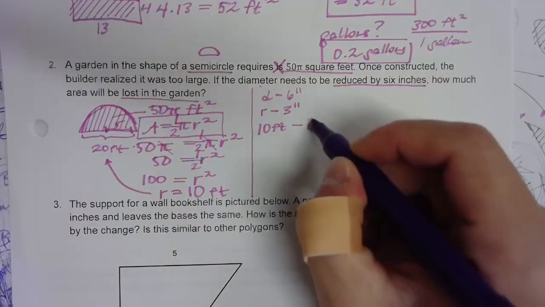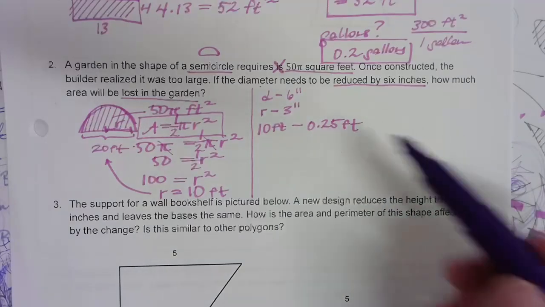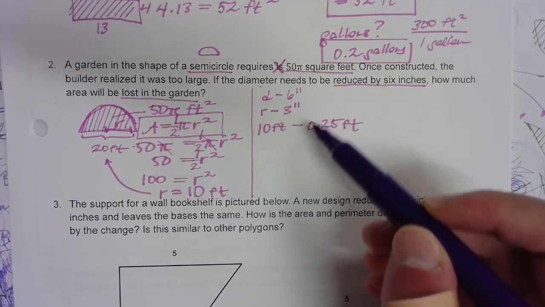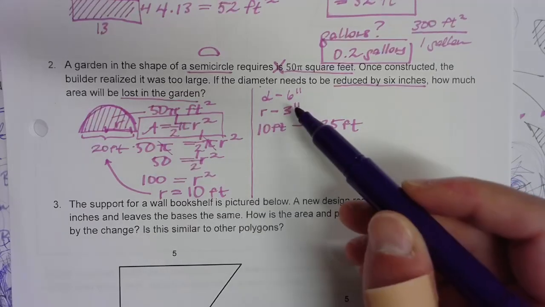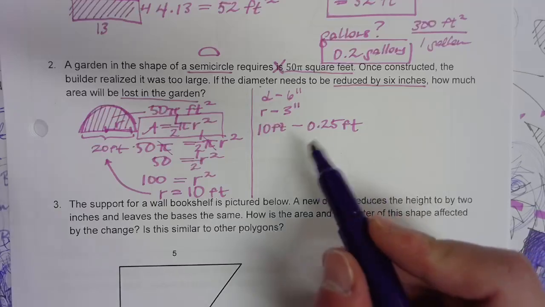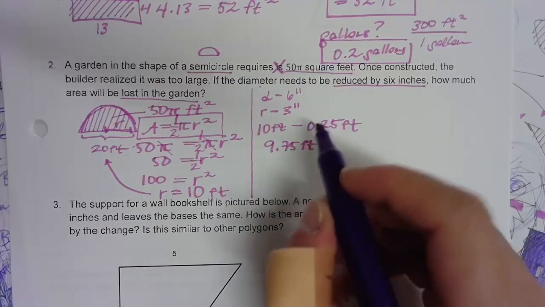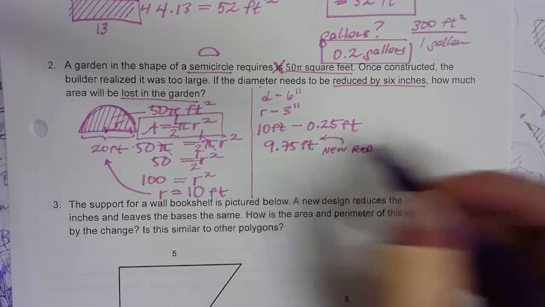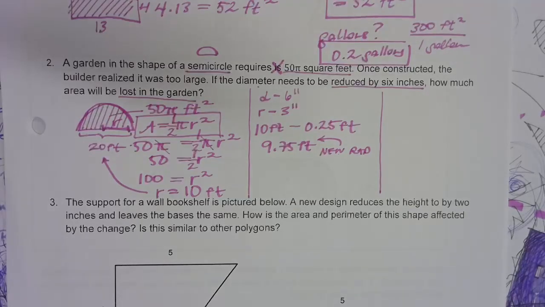So we'll take out 0.25 feet. Alright? Again, this is the losing 3 inches. Losing 6 inches on the diameter, that's like losing 3 inches on the radius. And we need the radius to do area. So, again, this is our 9.75 feet for the new radius. And now the new smaller circle that we're going to try to install, let's see how much area we actually lose.